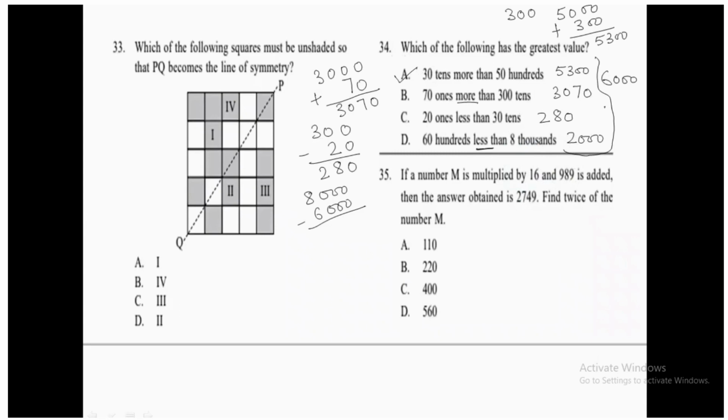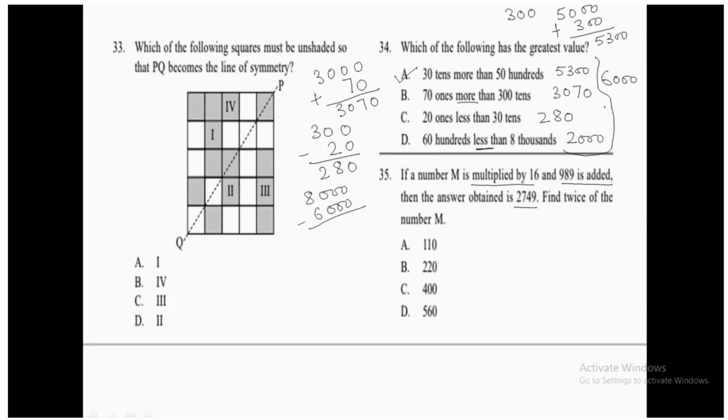Okay, now let's move to question number 35. The question number 35 is saying, if a number m is multiplied by 16, and after that we are adding 989 to it, then the answer we are getting is 2749. Now we need to find twice the number m. So what we have to do, they are asking for the number m, which is the first number. In this whole operation, m is our first number. So how are we going to find m? First try to make an equation on the basis of that only.